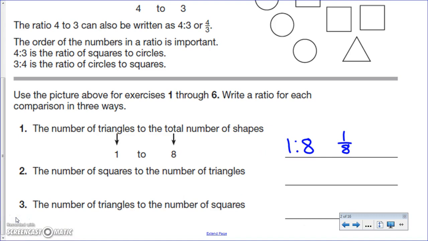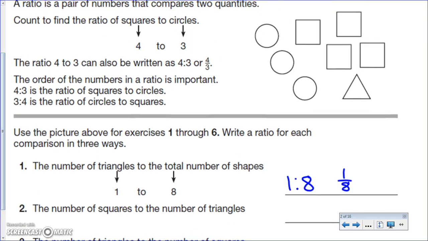For number 2, we're looking at the number of squares to the number of triangles. So if we look at our picture here, we can see that we have 4 squares, so that's for our first one, and 1 triangle. So our ratio is 4 to 1. We're going to write it in all 3 ways.